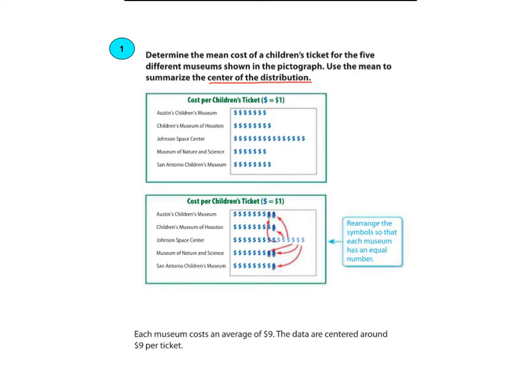You can see up top there, it shows you how much money each children's ticket costs for each of those 5 museums. And then here we're taking those dollars and distributing them equally amongst each museum. Once we do that, we can see here that each museum costs an average of $9. So the data are centered around $9 per ticket.